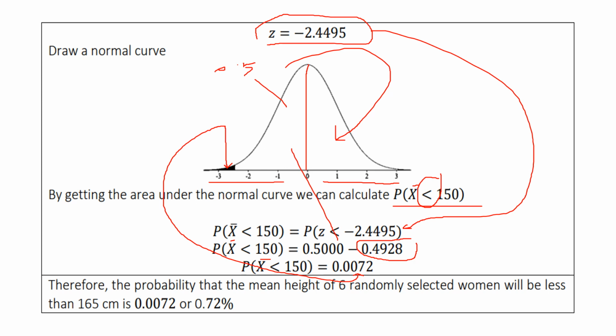If we're asked for the probability that the sample mean is less than 150, then 0.0072 is the value of that probability. So therefore, the probability that the mean height of 6 randomly selected women will be less than 165 is 0.0072, or simply 0.72%. If we want to convert this, we just simply multiply it by 100 to make it 0.72%.